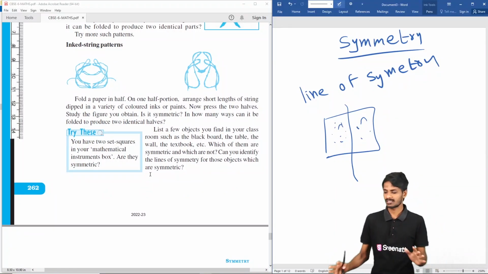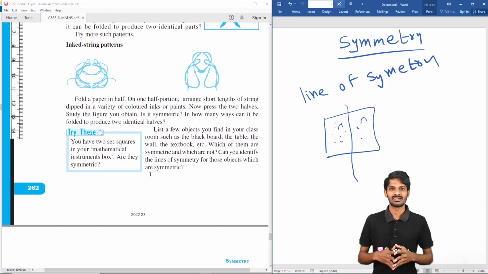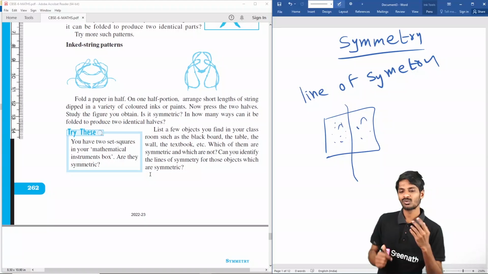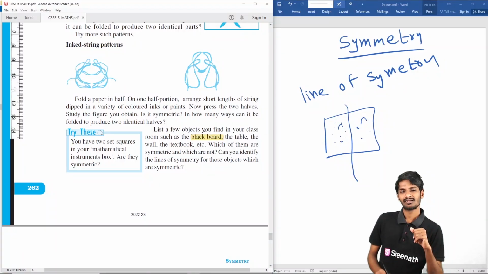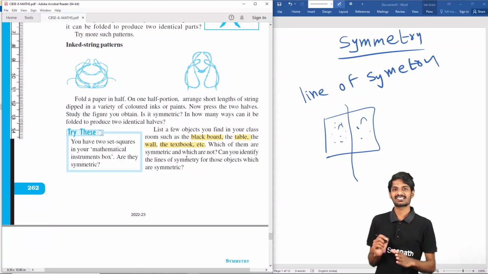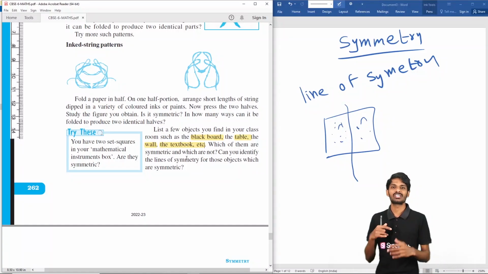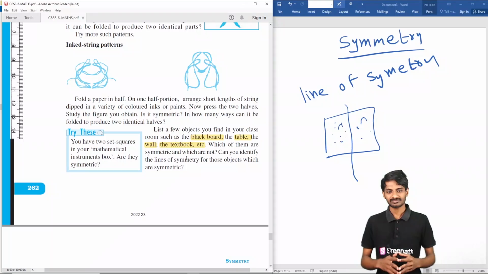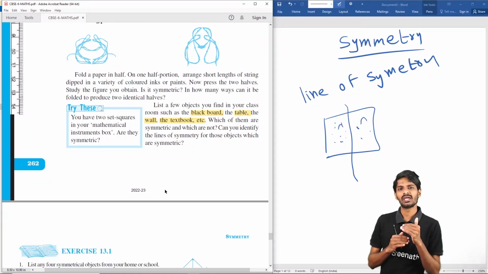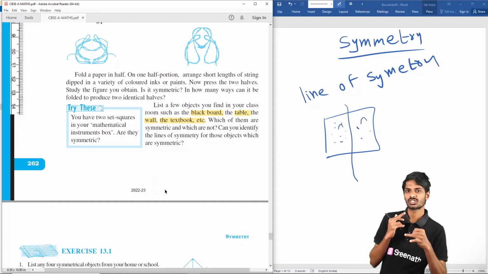And look at the surroundings. Is there symmetry in your surroundings? Look at the blackboard if you are in a class. Does your blackboard have symmetry? Yes, of course. Look at the table or the desk on which you are sitting, it also has symmetry. Look at the wall, look at the textbook, look at the things surrounding you. What are the objects having symmetry? Just think of them, students, and make a note, or make group notes, recording which is symmetrical and which is not.